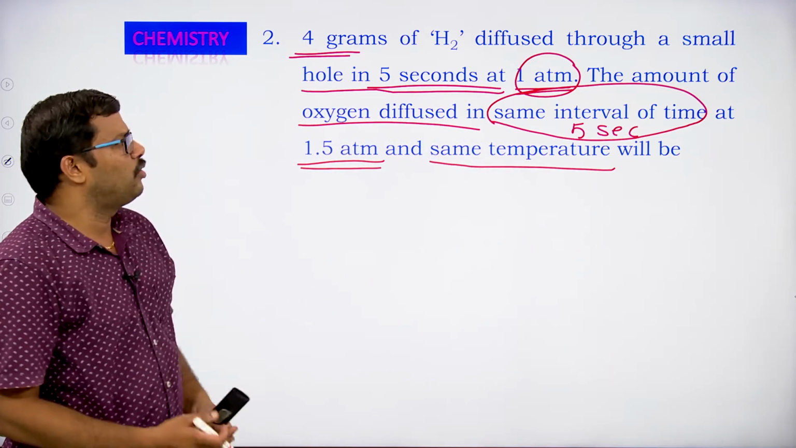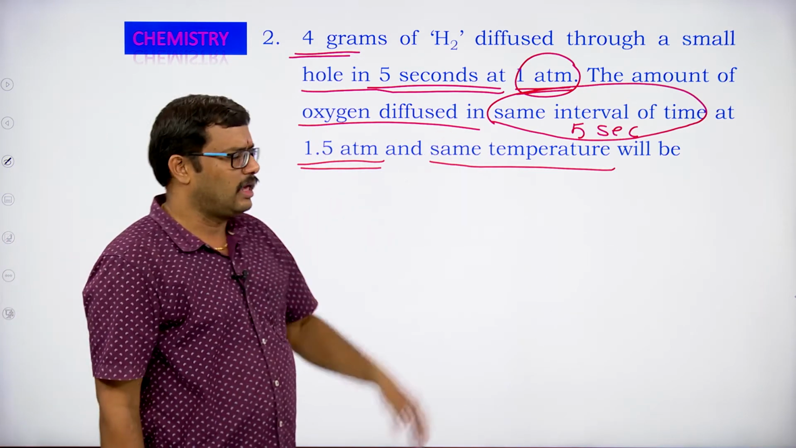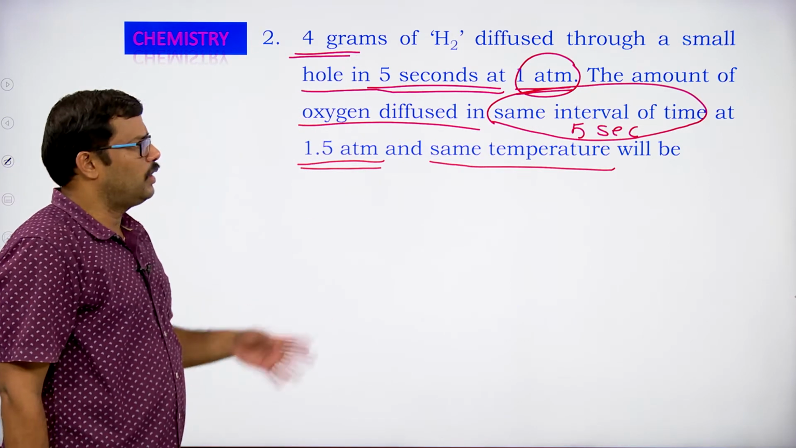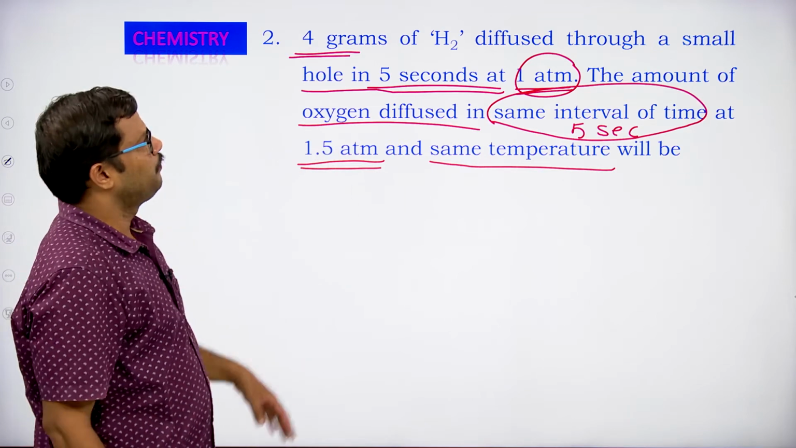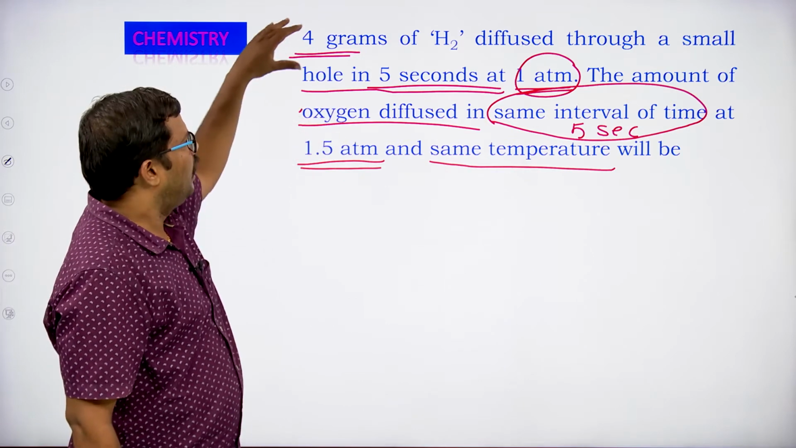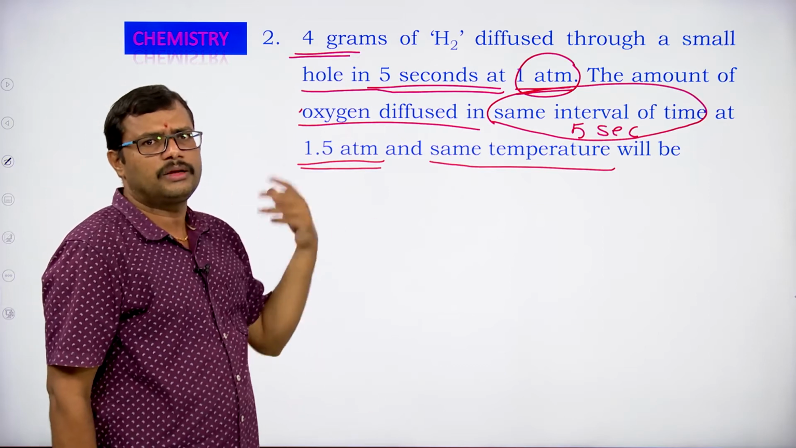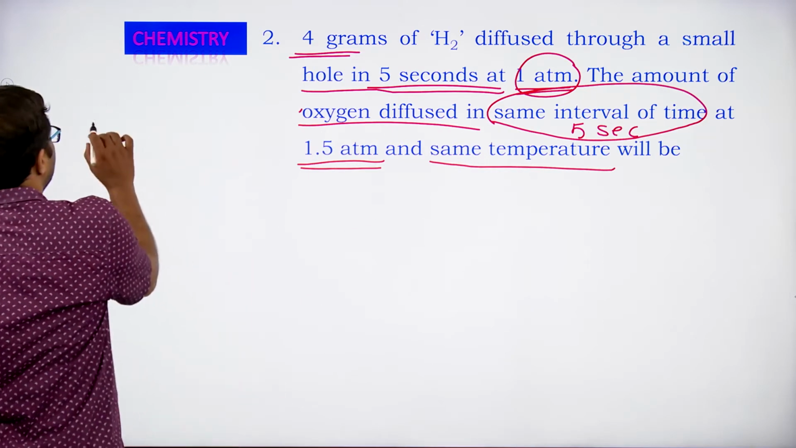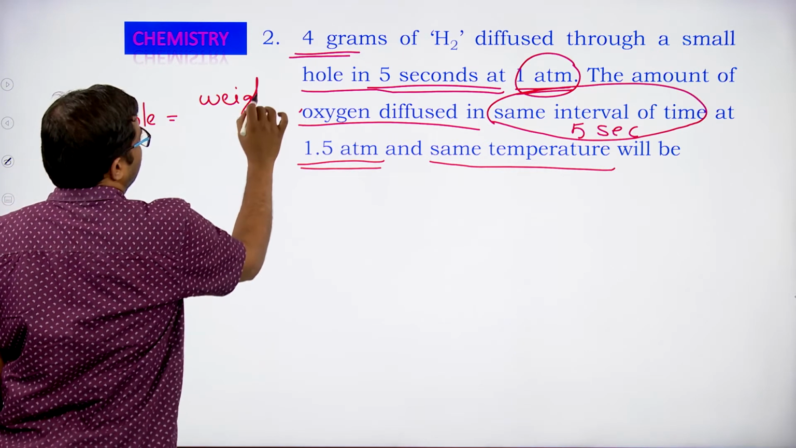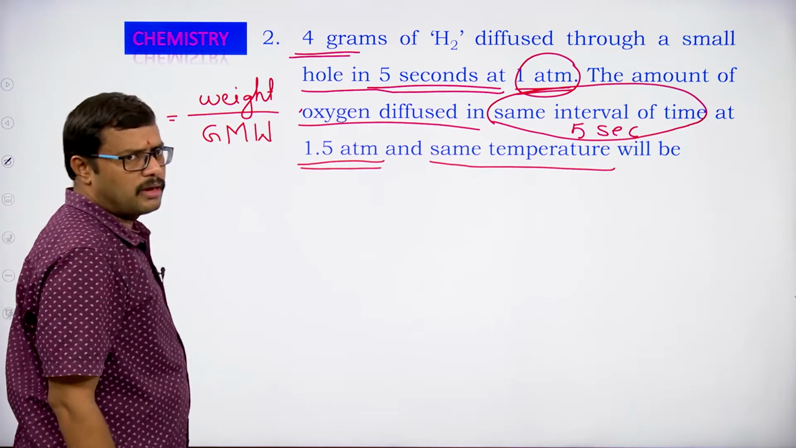So what will be the amount of oxygen that will be diffused in 5 seconds at 1.5 atmospheric pressure by keeping the temperature constant? How to do this problem? Can you analyze? What are the parameters given? Hydrogen mass is given and we have to calculate the oxygen mass, and we are not going to use the mass directly in this case, we are going to use the number of moles. We know that the moles can be calculated. Mole is equal to weight by gram molecular weight. Weight by gram molecular weight will give us the number of moles.